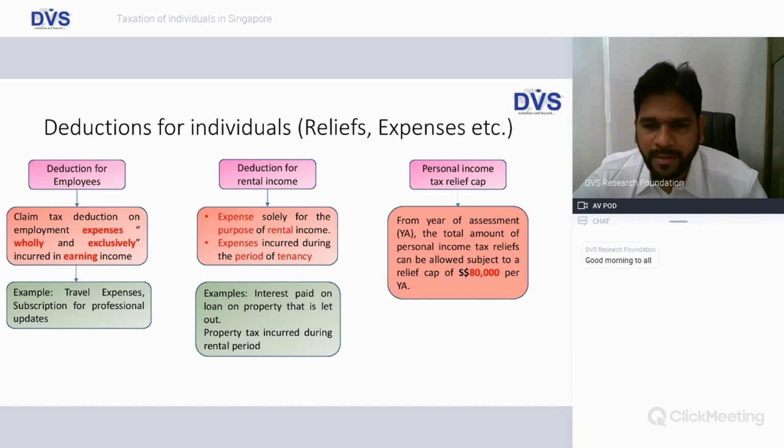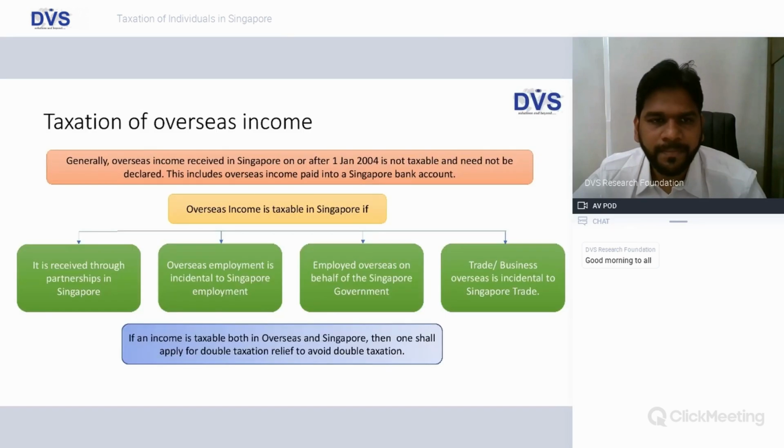So next week, we'll be looking at incomes for companies, and the following 2 weeks, we'll be looking specifically at the different types of reliefs, exemptions and rebates which are available to the SSE, being a company and being an individual.